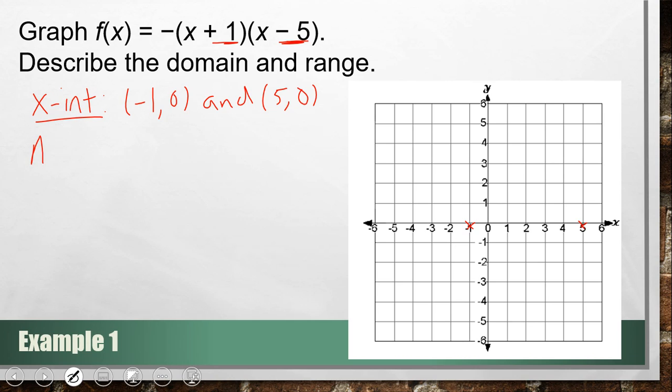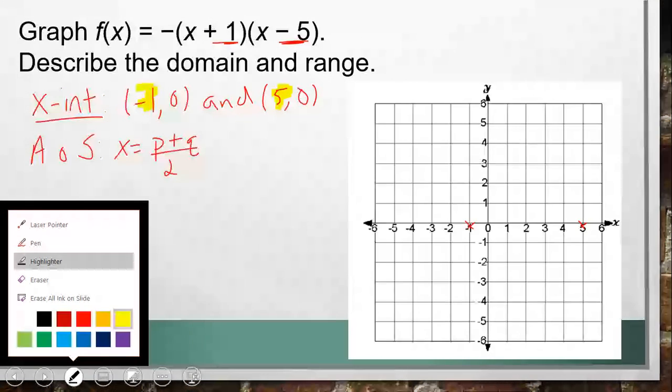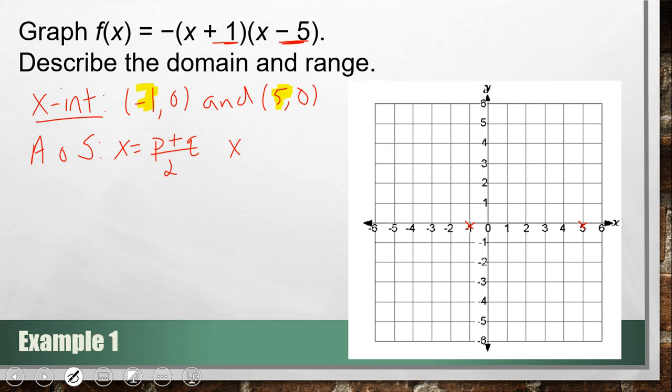Now let's find our axis of symmetry, which is going to help us find our vertex as well. I know my axis of symmetry is x equal to (p plus q) divided by 2. Here's my value of p right here, and here's my value of q. So x equals negative 1 plus 5 divided by 2. So x is equal to 4 divided by 2, which is equal to 2. So x equals 2 is my axis of symmetry.